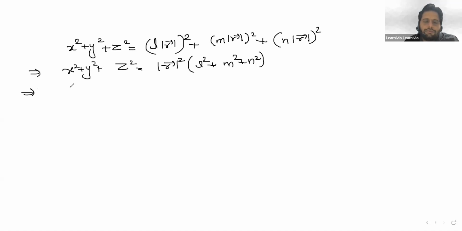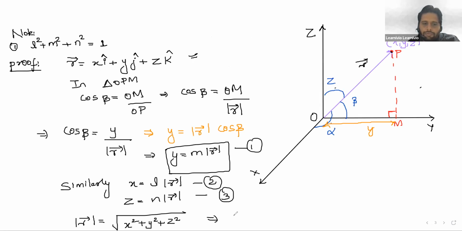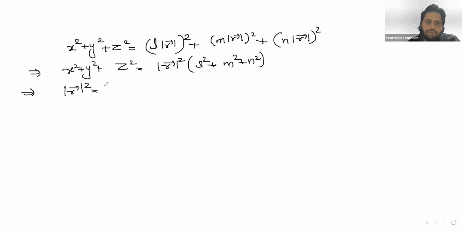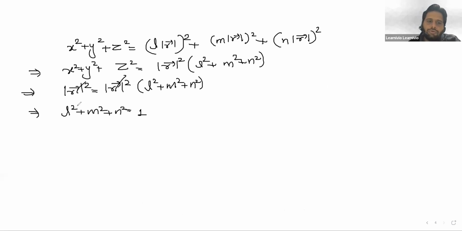Now, can anyone tell me the value of x square plus y square plus z square in terms of magnitude of r? If you square both sides of the magnitude of r, we get magnitude of r square equal to x square plus y square plus z square. So magnitude of r square is equal to magnitude of r square times l square plus m square plus n square. This will cancel out, so l square plus m square plus n square is equal to 1.